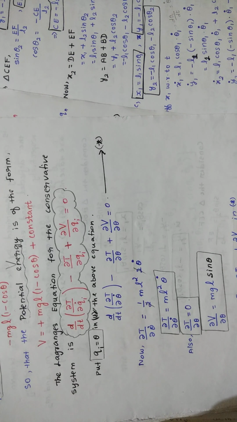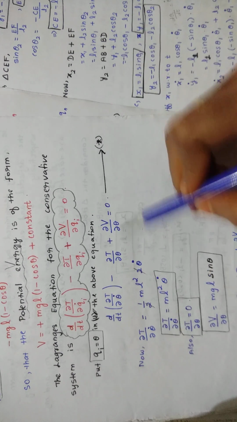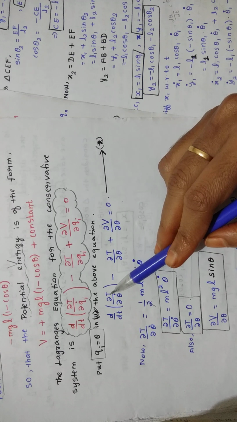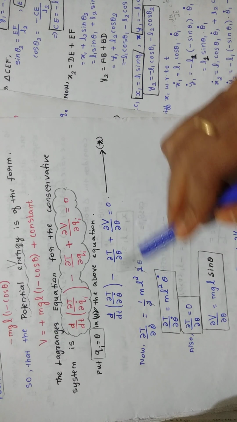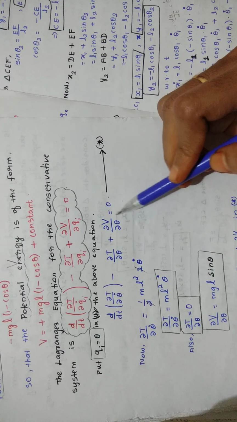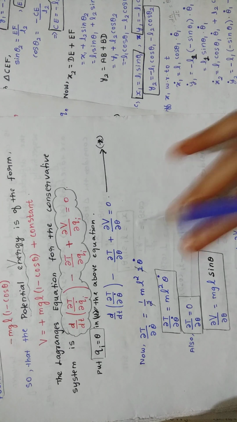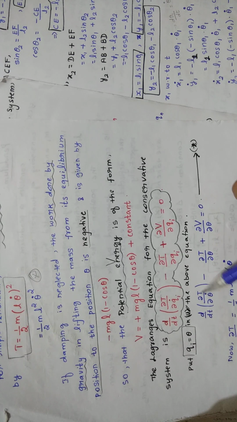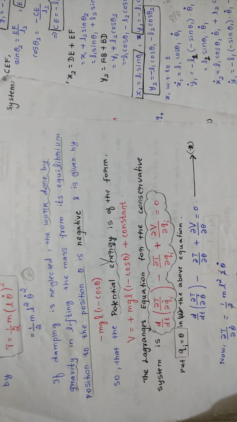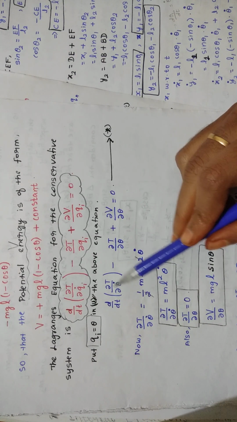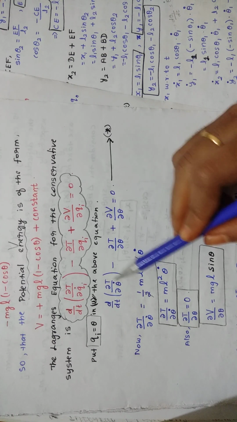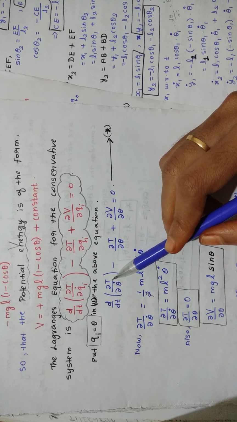Now you are going to substitute the values in this equation. To do that, you have to find dou T by dou theta dot, dou T by dou theta, and dou V by dou theta. It's not difficult to find these values. If you have the value of T, then you can easily find dou T by dou theta dot.